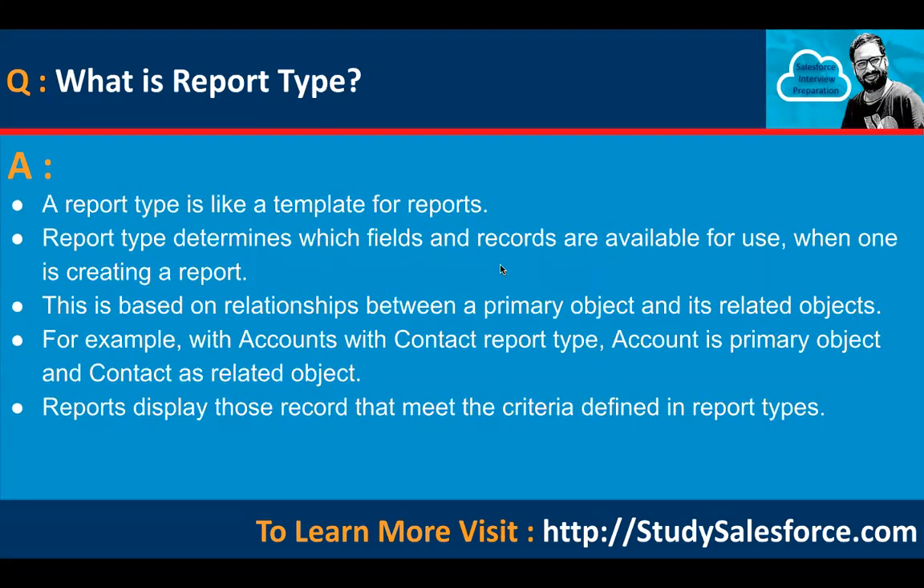What is a report type? If you want to create a report, we need to select a report type. So let's understand what a report type is. A report type is like a template for reports. It determines which fields and records are available for use when one is creating a report. This is based on relationships between a primary object and its related objects. For example, with the accounts with contacts report type, account is the primary object and contact is the related object. Reports display those records that meet the criteria defined in the report type.